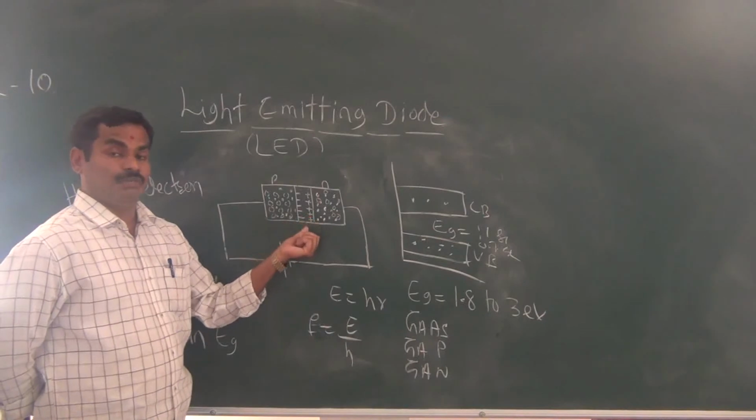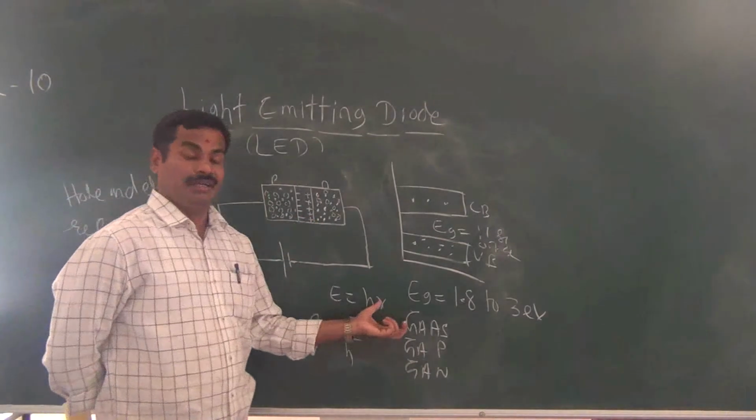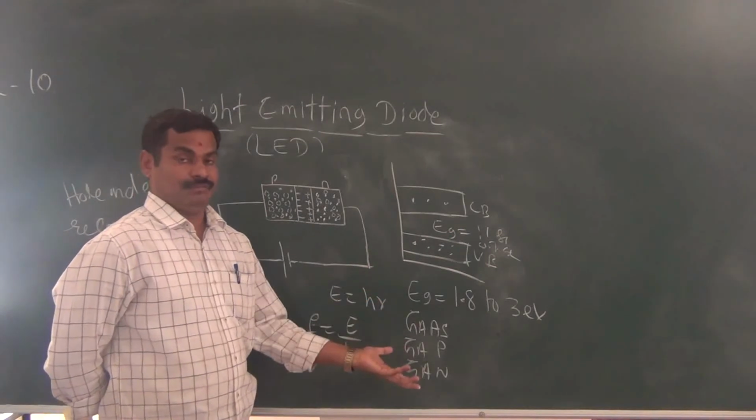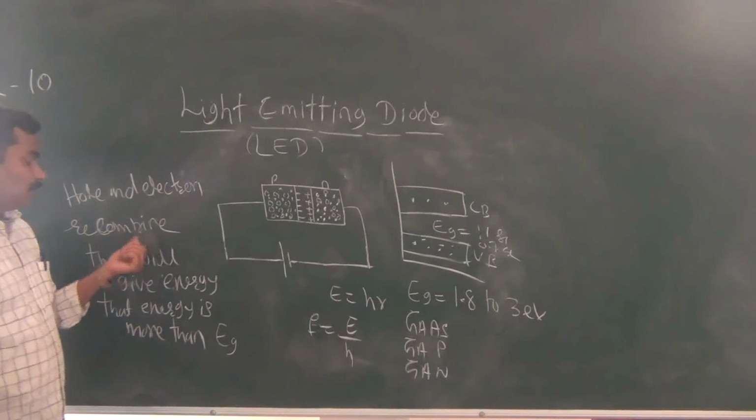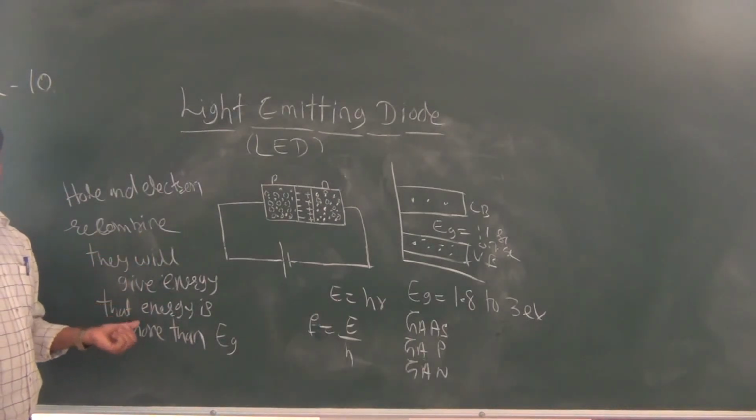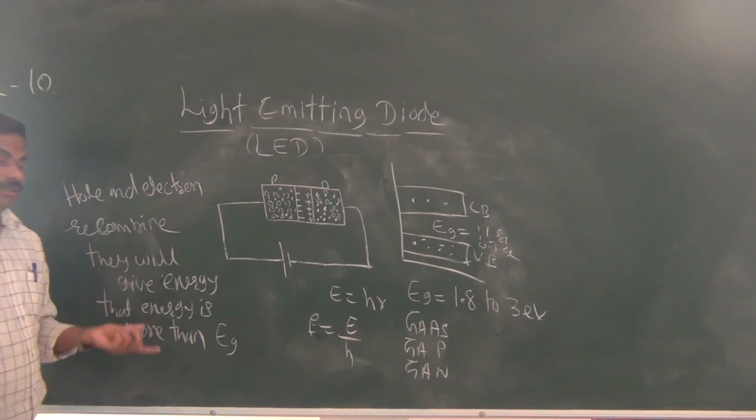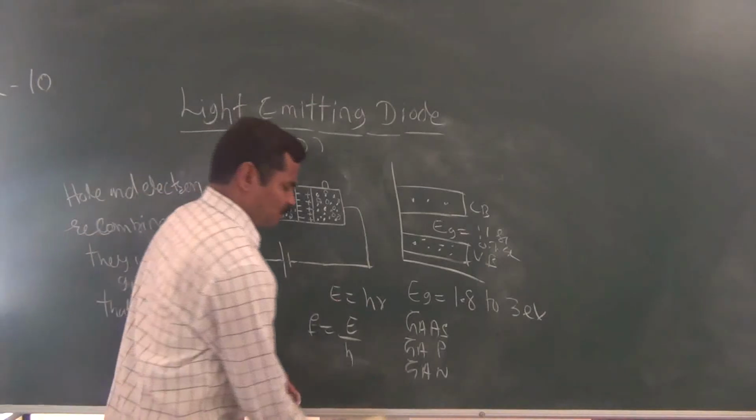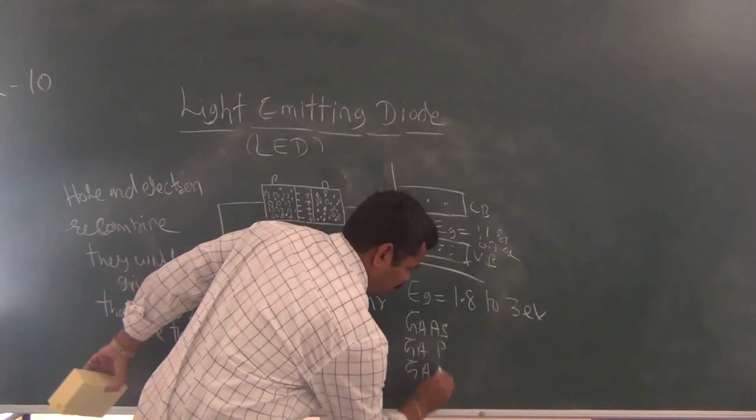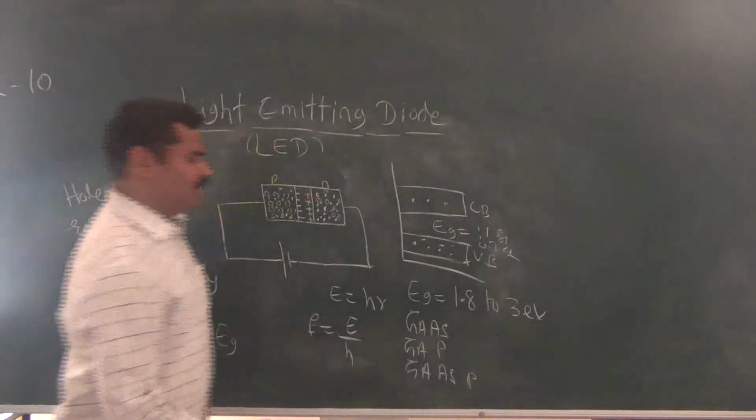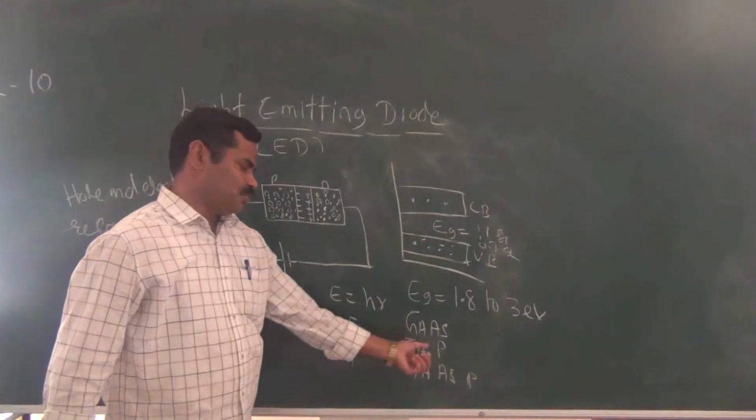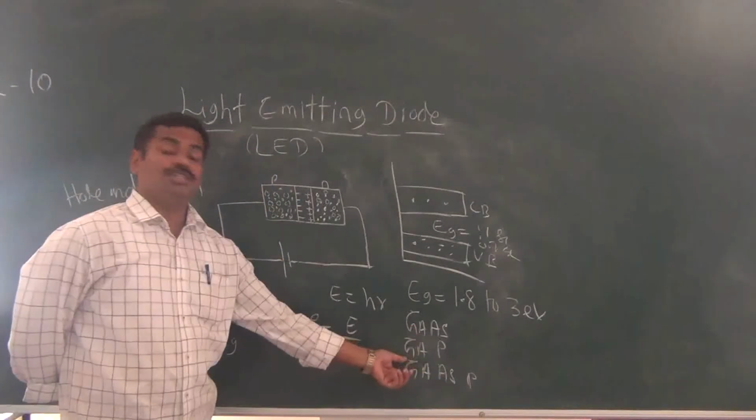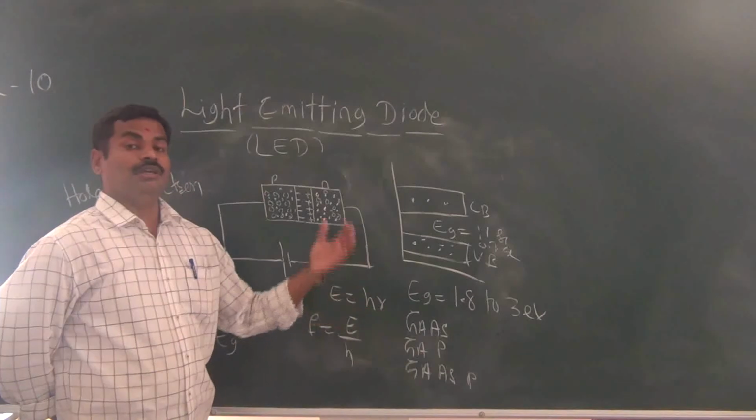Then when the electrons recombine, they give energy in terms of light. No doubt, in a normal diode the electrons also recombine and give energy in terms of heat. But if you use gallium arsenide, gallium phosphide, or gallium arsenide phosphide, different types of semiconductors, then you can get different colors of the LED.